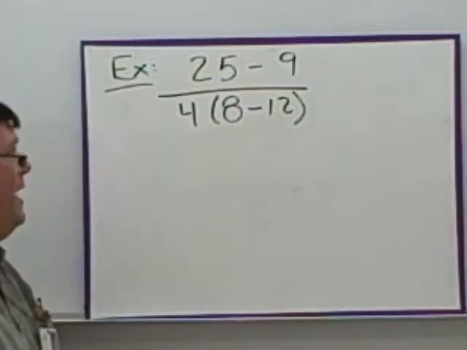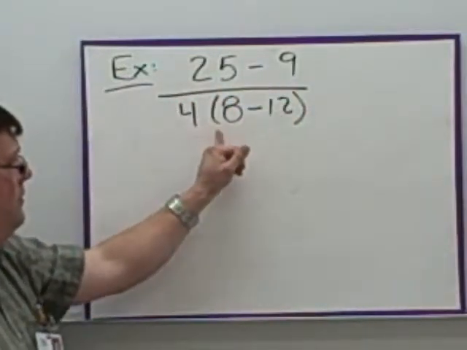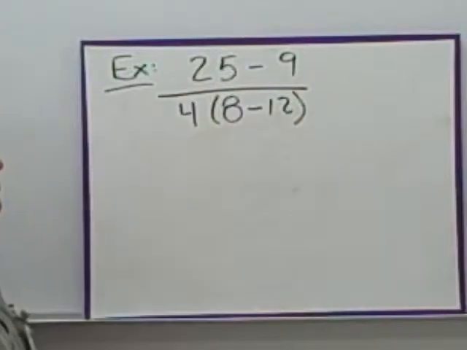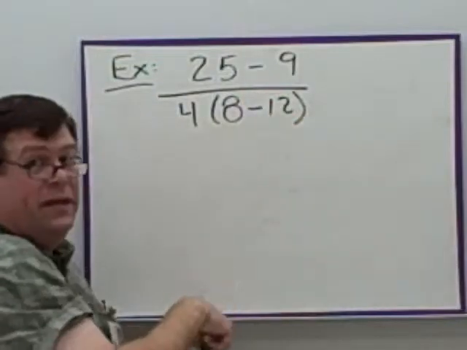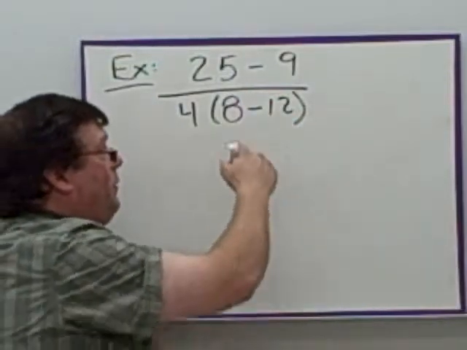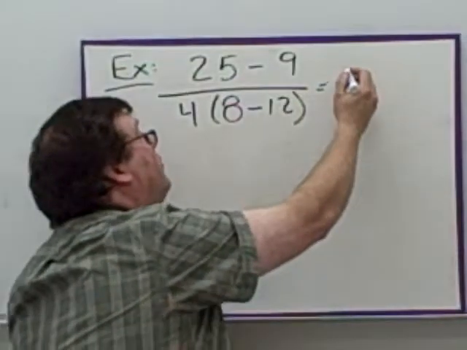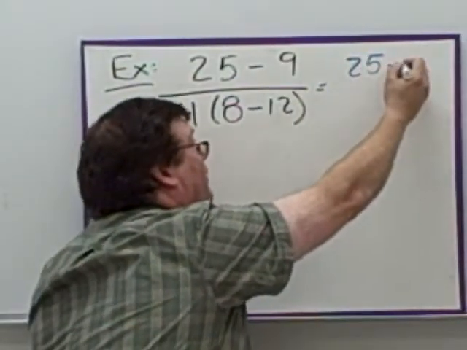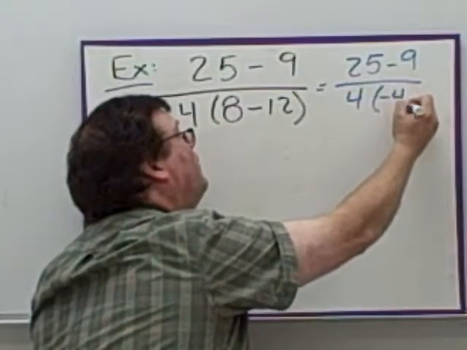Here we have an example. 25 minus 9 over 4 times the quantity 8 minus 12. Well, we see the obvious grouping here. So let's take care of that obvious grouping first. 8 minus 12 is going to give me negative 4. So this whole thing is going to be equal to 25 minus 9 over 4 times negative 4.